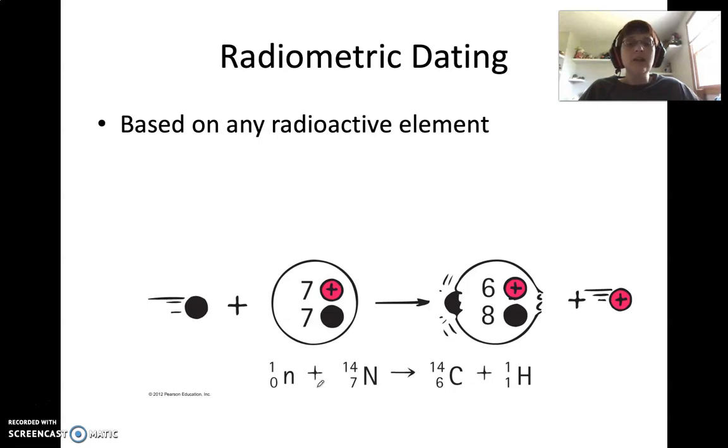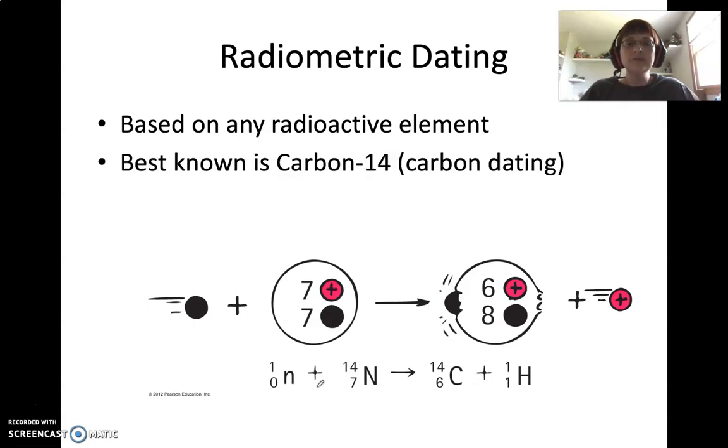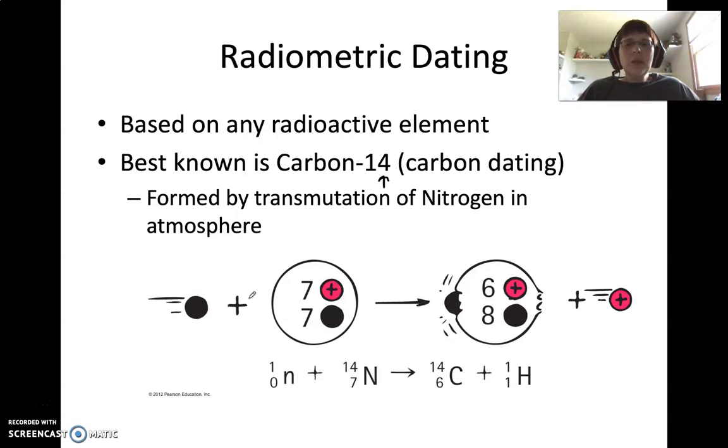And I mentioned that there are actually lower number radioactive elements, and that's one that we're going to be looking at here, because the best known radiometric dating element is carbon-14. We don't think about carbon as being radioactive, but there is an option for carbon to be radioactive, and that is this guy right here, carbon-14. So how do we get carbon-14? Well, we get carbon-14 by the transmutation of nitrogen in the atmosphere. So you've got nitrogen-14 up in the atmosphere, and it gets smacked by a neutron.